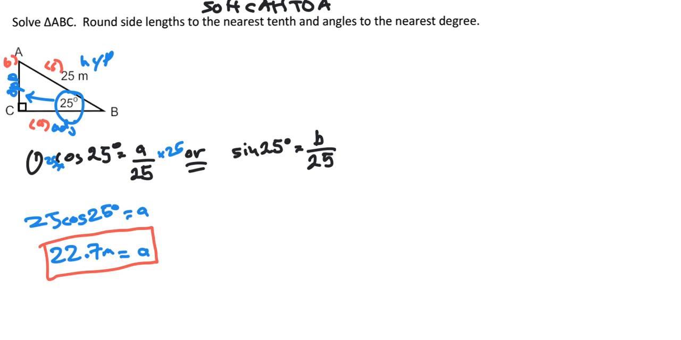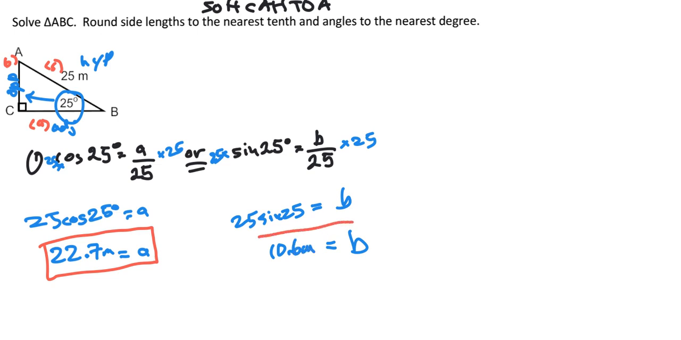Now, for side B, I'll do the same thing again. Get rid of the 25 by multiplying both sides by 25. And you're going to get 25 sine of 25 is equal to B. So now B is equal to 10.6. Now, some of you like to use Pythagoras theorem. That is definitely not a problem. That's how we found our two sides, side A and side B.